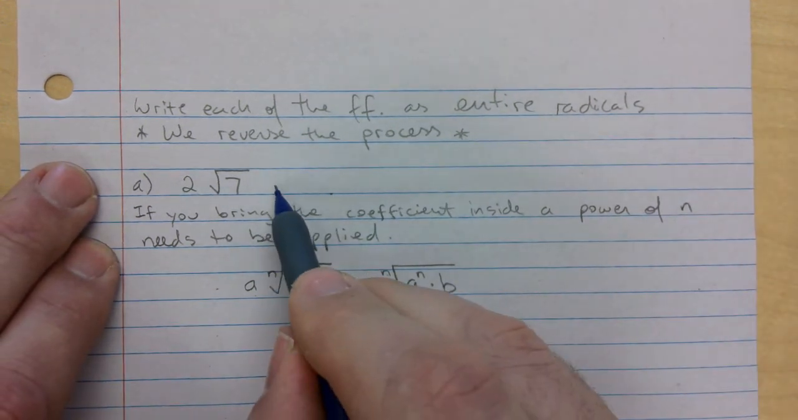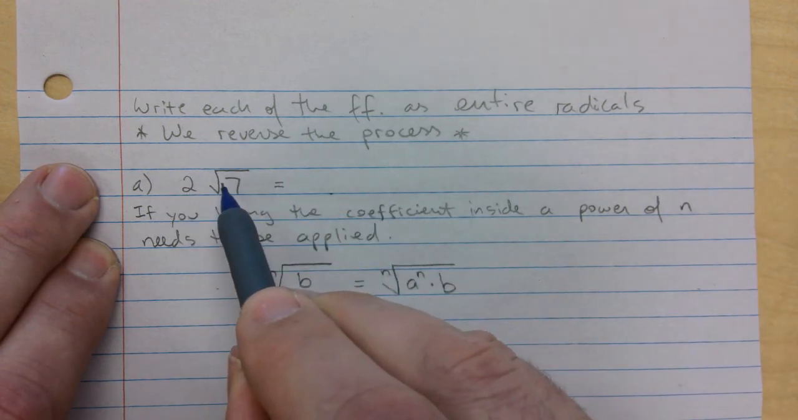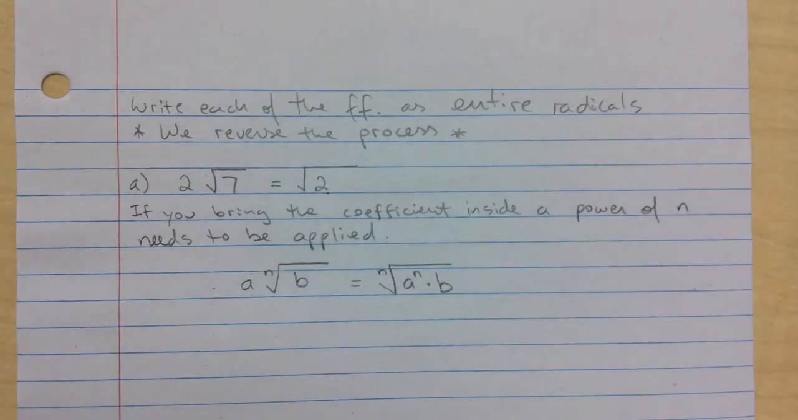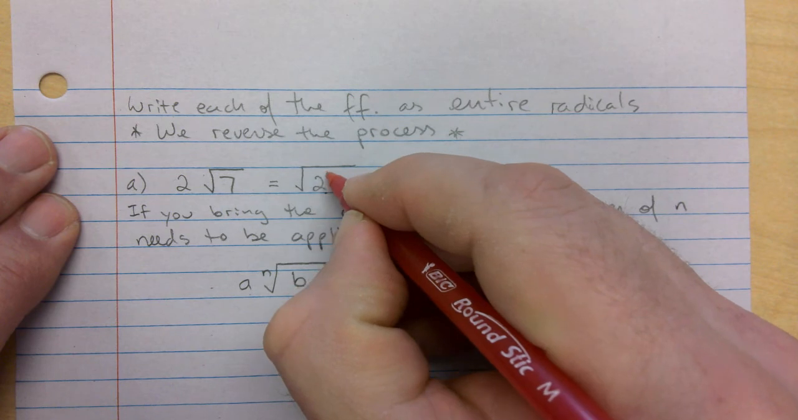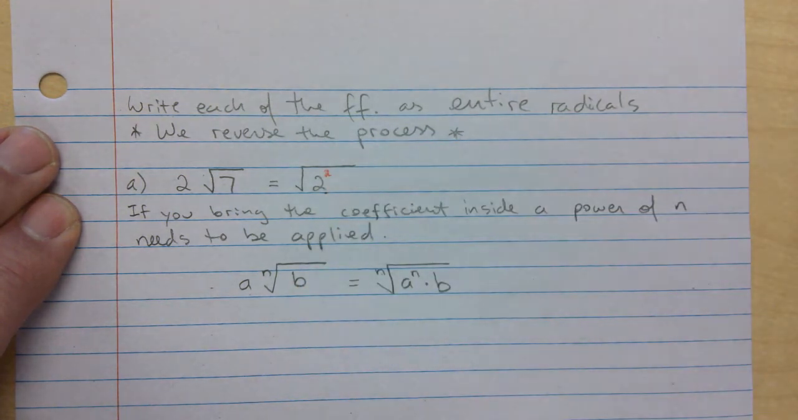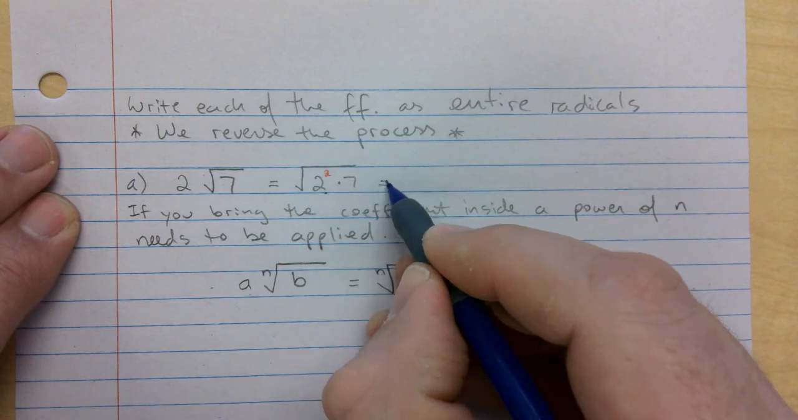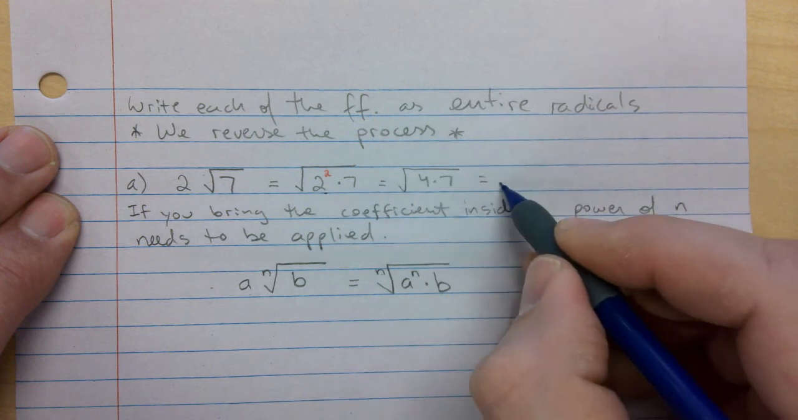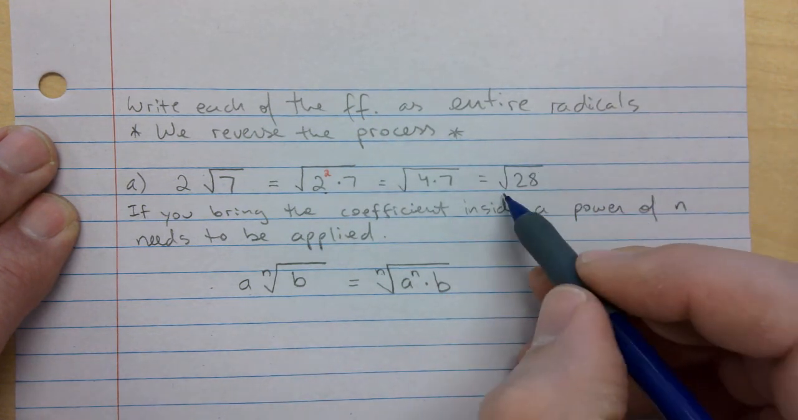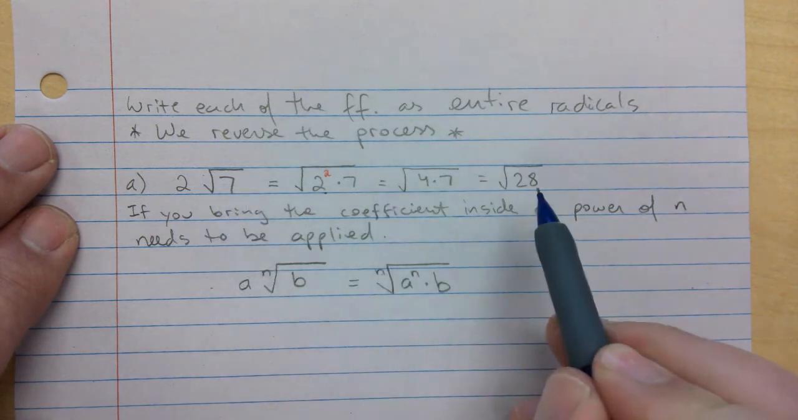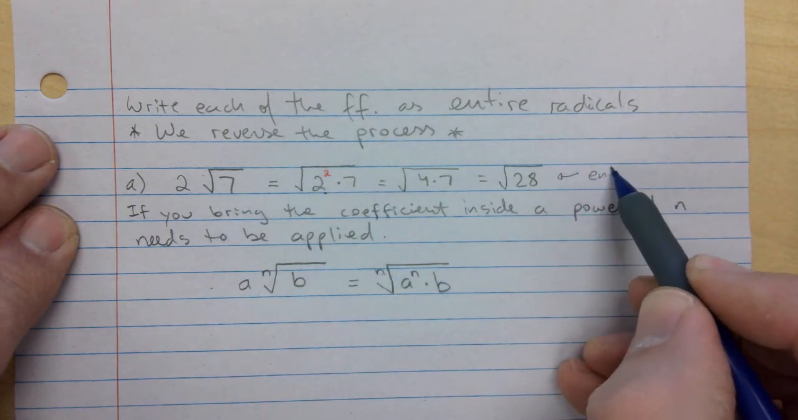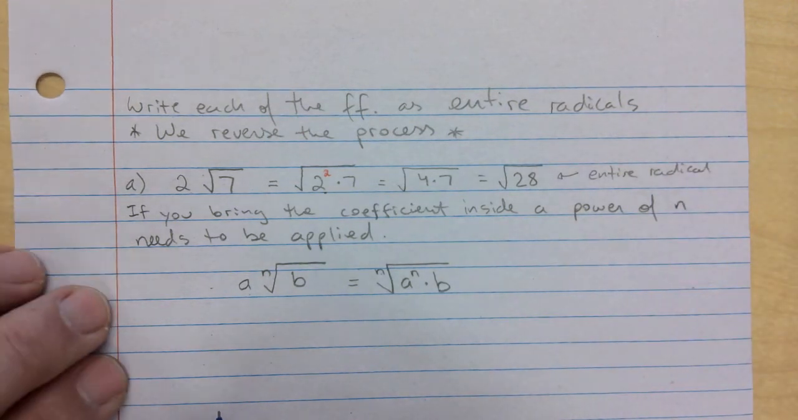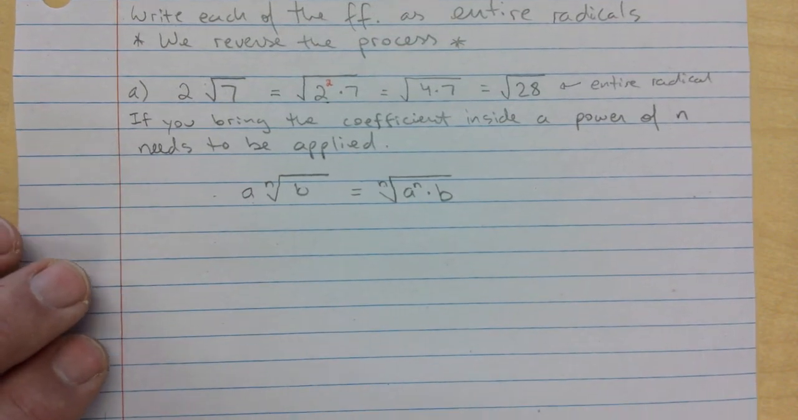So we're going to do this, right? So basically, when you bring the 2 in, the index is 2. So we say that 2 will have a power of 2 applied to it. And we multiply it by the 7 that's already inside. And that is really 4 times 7, which is square root of 28. Okay, so you went from a mixed to entire. Right, I hope that makes sense. It's reversing the process.